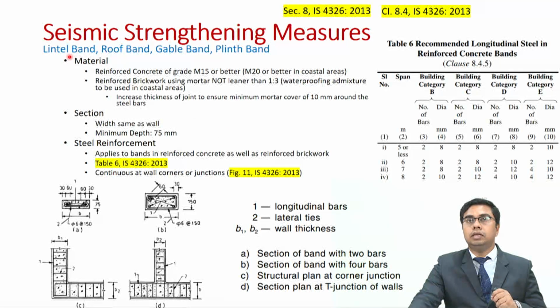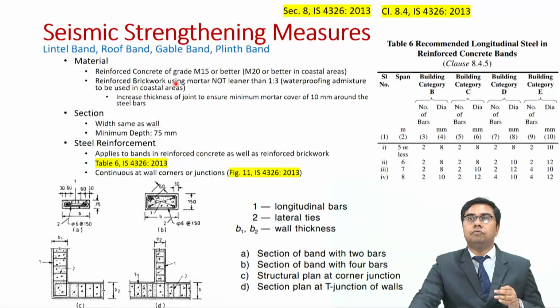For example, we provide lintel band, roof band, gable band and plinth band. These are horizontal bands that are for providing integrity to the masonry building. So, these bands are made up of reinforced concrete typically or reinforced brickwork as well. If you are using reinforced concrete, you should be using M15 grade concrete or better. If you are working in a coastal area, then your concrete should be at least M20. So typically you shall use M20 grade conservatively everywhere for your lintel band and roof band, etc.